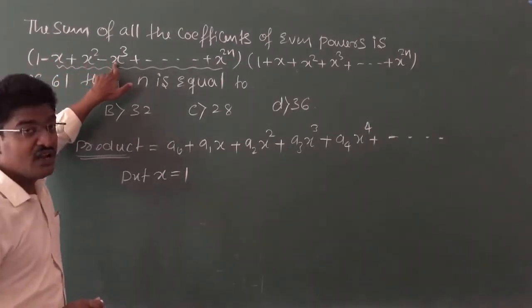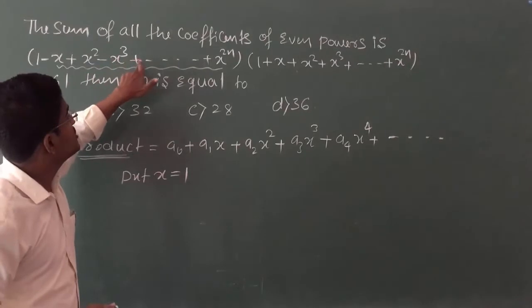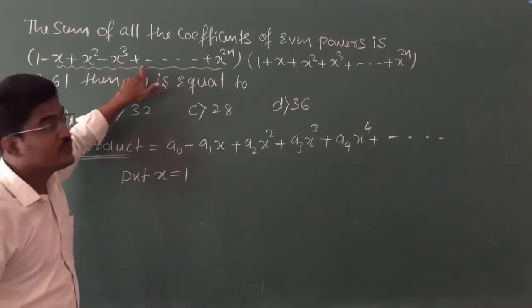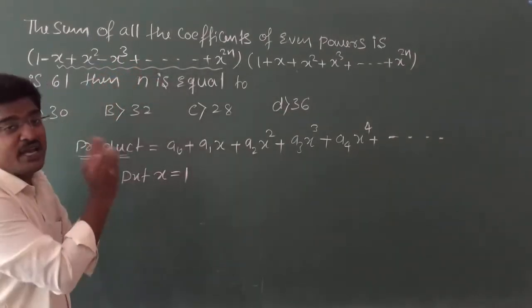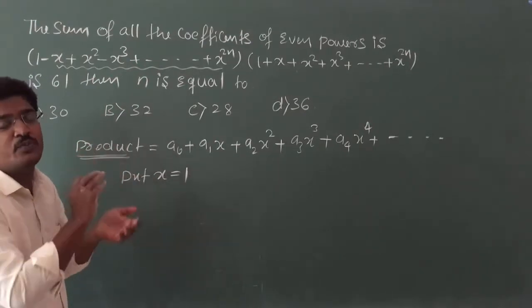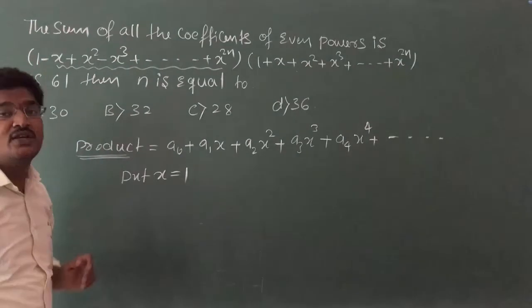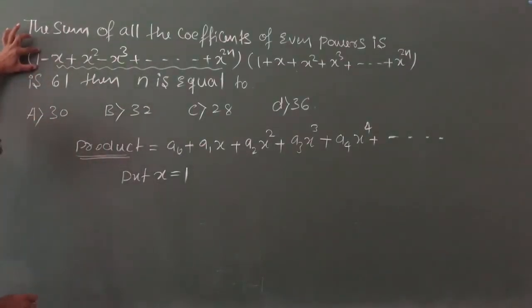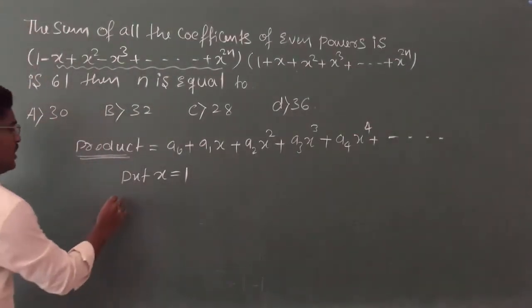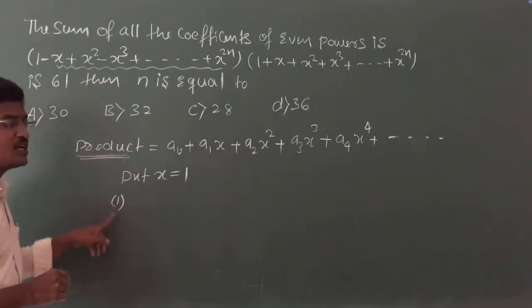If I put 1 here, it will be minus 1. If I next put plus 1, minus 1 plus 1 will get cancelled. Like that, minus 1 plus 1, minus 1 plus 1, minus 1 plus 1. How many numbers are going to get cancelled? 2n numbers are going to get cancelled and the remaining thing is 1. So that will be 1 here. In this product it will be 1.